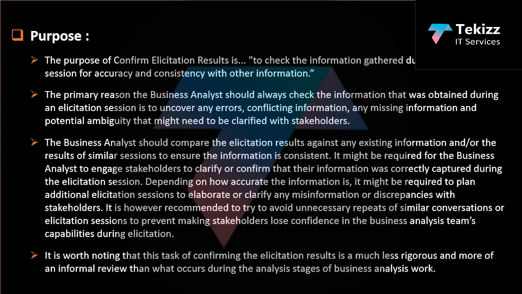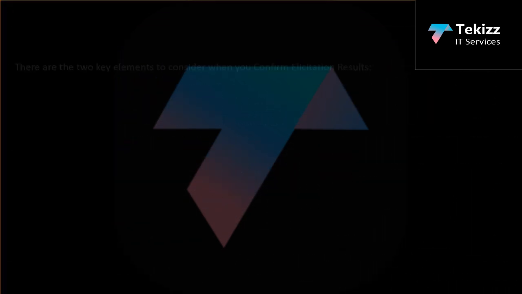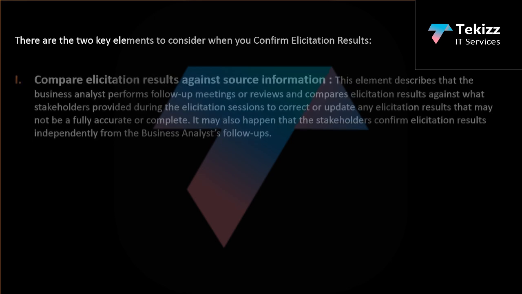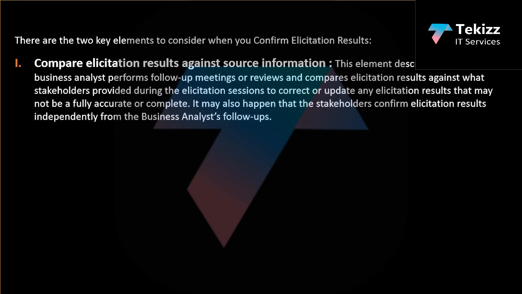Now, it is worth noticing that this task of confirming the elicitation result is a much less rigorous and more informal review than what occurs during the analysis stages of business analysis work. Here there are two key elements to consider while performing the task. First is to compare the elicitation result against the source information.